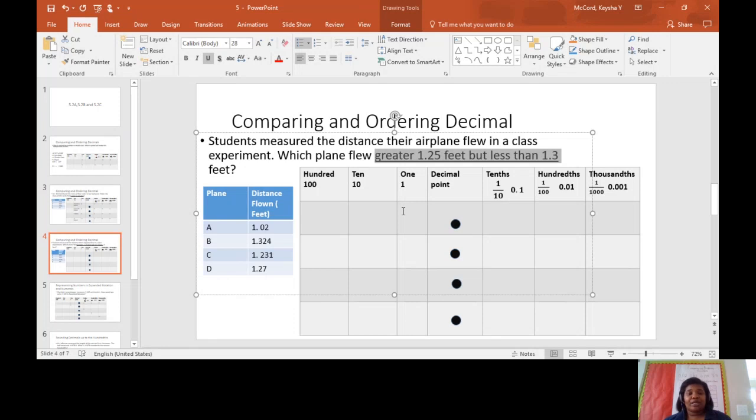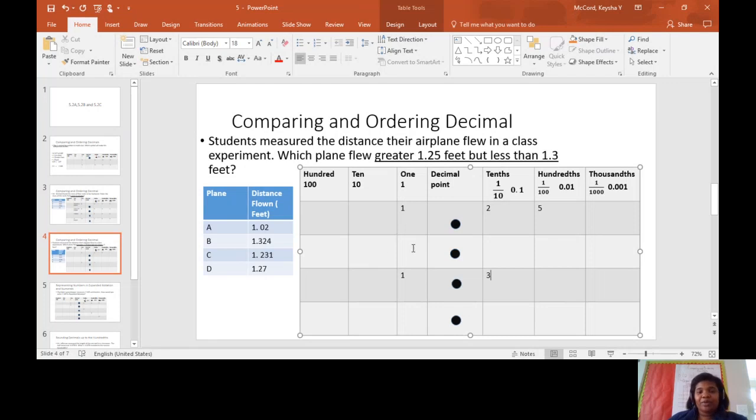So what I need to do is I'm going to put my numbers in this chart. So I'm going to put 1 and 25 hundredths, and then at the bottom, I'm going to put 1 and 3/10. So what does this mean? When I put my number in the middle here, I don't want it to be bigger than 1 and 3/10, and I don't want it to be smaller than 1 and 25 hundredths. Okay, so let's start with plane A.